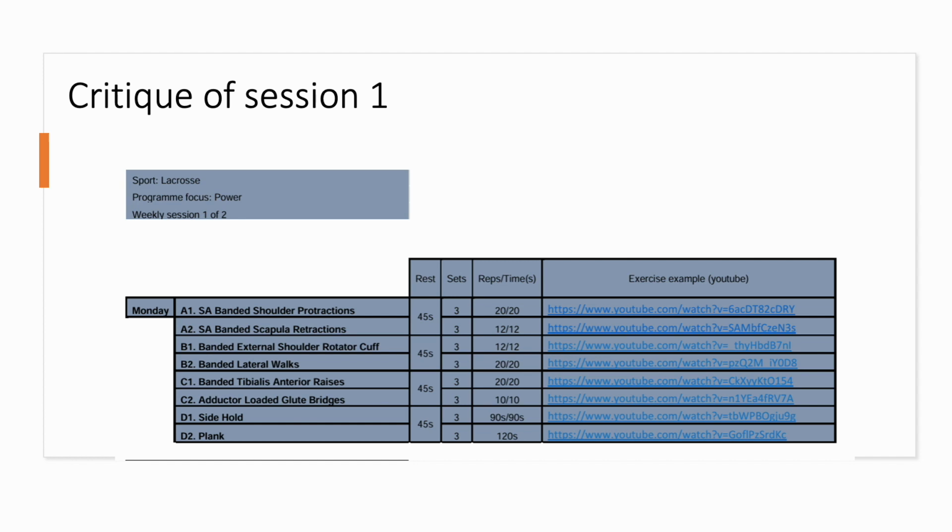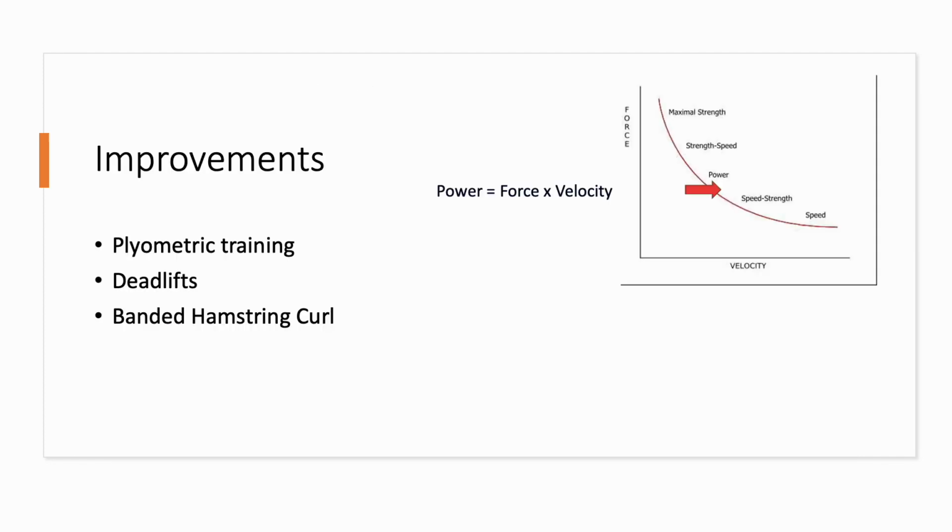And the last ones are the side holds, like a side plank, and the plank. These two exercises are essential core trainings. They mostly train for muscle stability and do not directly train for power. However, the core is crucial to generating power and speed. Therefore, the planks and side holds are essential.